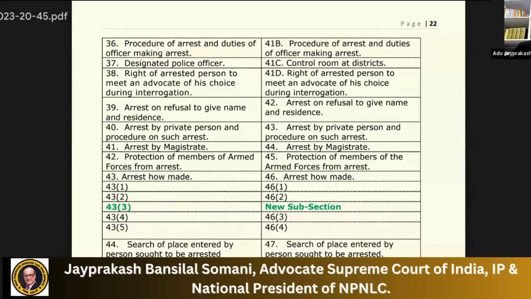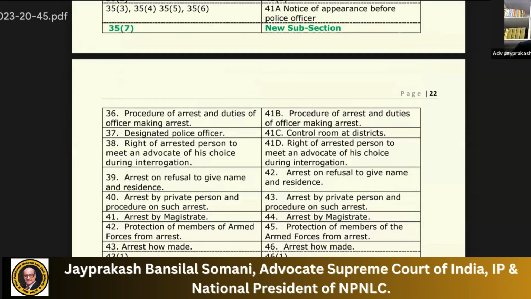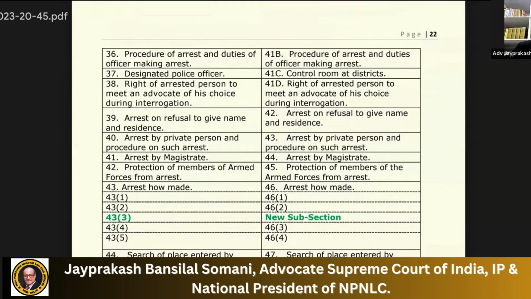In BNSS section 36, procedure of arrest and duties of officer making arrest. Its earlier section was in CrPC 41B. Section 37 of BNSS, designated police officer. Its earlier section was 41C in CrPC.